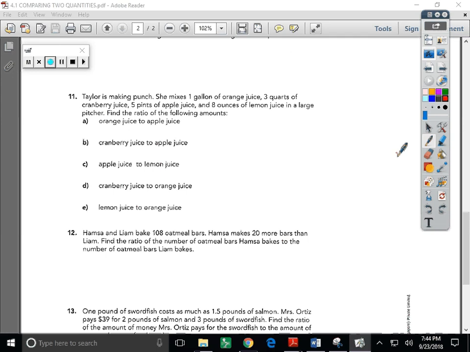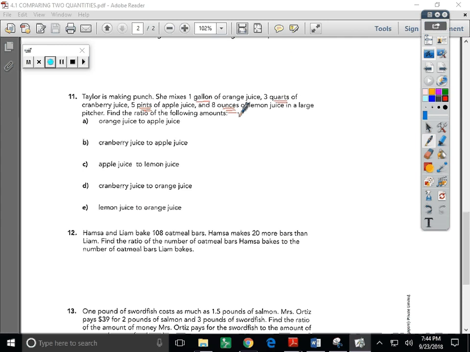So for number 11, it says Taylor's making punch. She mixes 1 gallon of orange juice, 3 quarts of cranberry juice, 5 pints of apple juice, and 8 ounces of lemon juice in a large pitcher. Find the ratio of the following amounts. Hold up! I heard gallons, then I heard quarts, then I heard pints, then I heard ounces. Oh my gosh, make up your mind. Taylor, this is going to be really hard to do unless we get these to similar units.